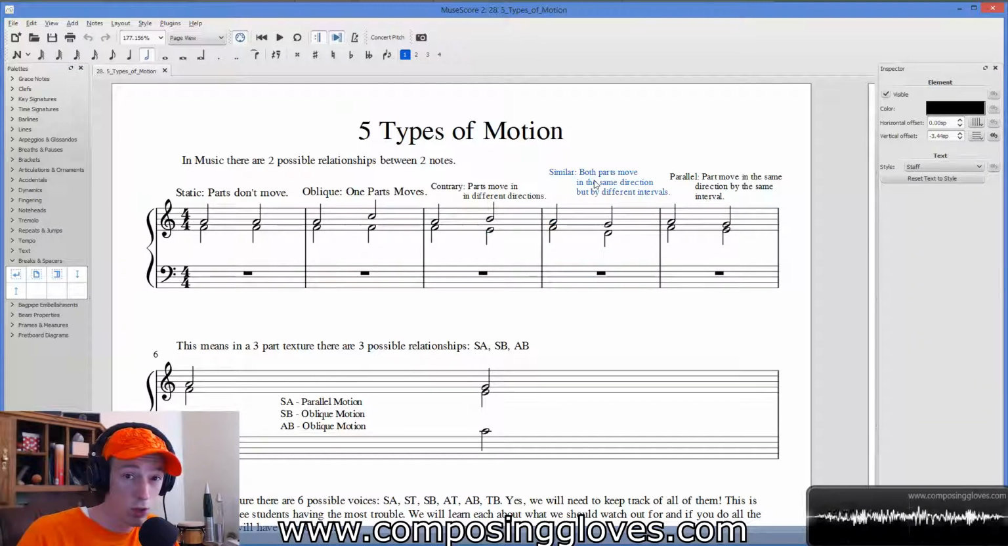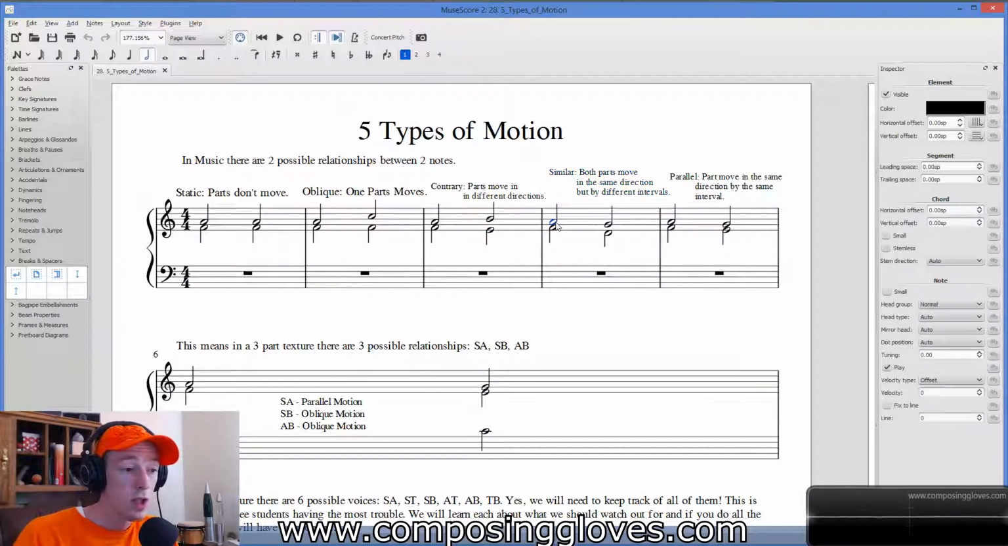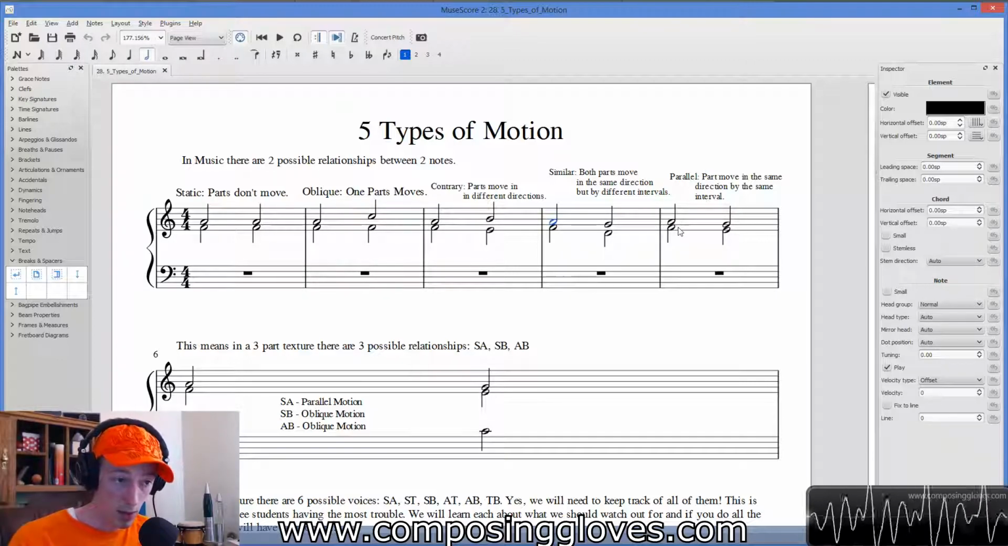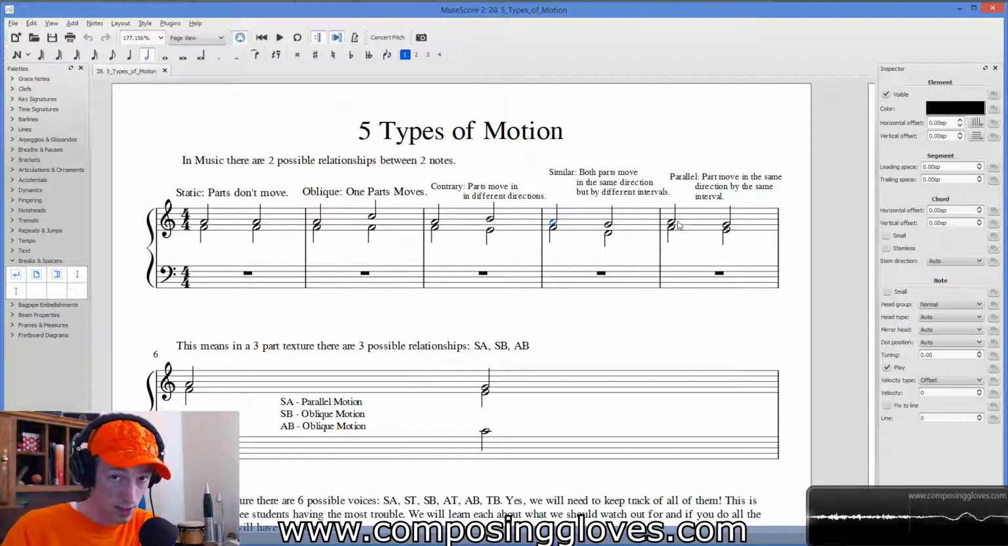We have similar motion. That's where both our notes go down or both go up, but by different amounts. Maybe one goes up by a second and the other goes up by a third, or one goes up by a fifth and the other goes up by a second, some other amount. Here we see they both go down. One only goes down by a second, the other goes down by a third. And then finally we have parallel. Parallel movement is when both our notes go in the same direction by the same amount. If we want to get mathematical, they have the same slope. So that is parallel for us.